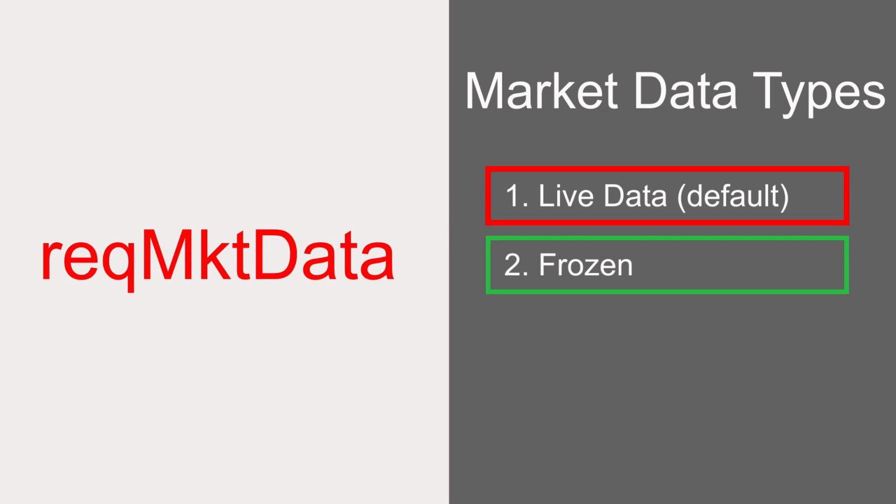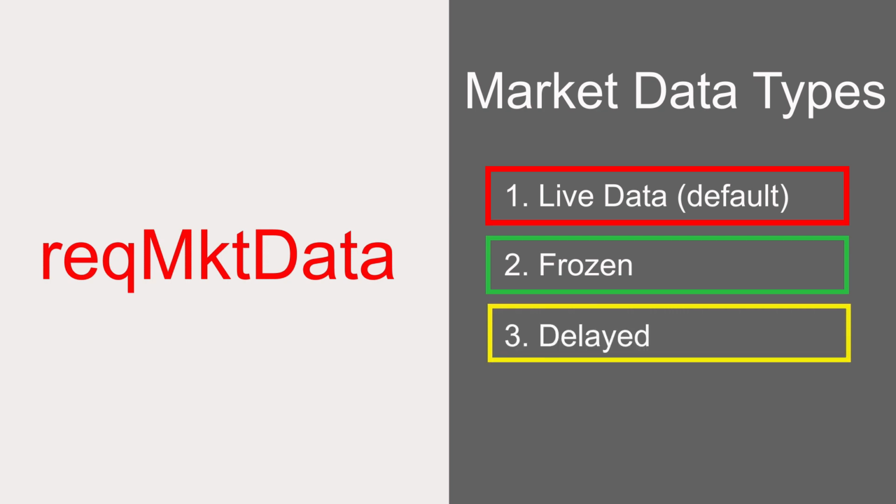Then we have the delayed data type. This is if a user doesn't have market data subscriptions for a particular instrument for which subscriptions are required, which is any instrument other than, say, Forex and bonds. Then you can receive delayed data still by first switching to the delayed data type before invoking reqMktData.